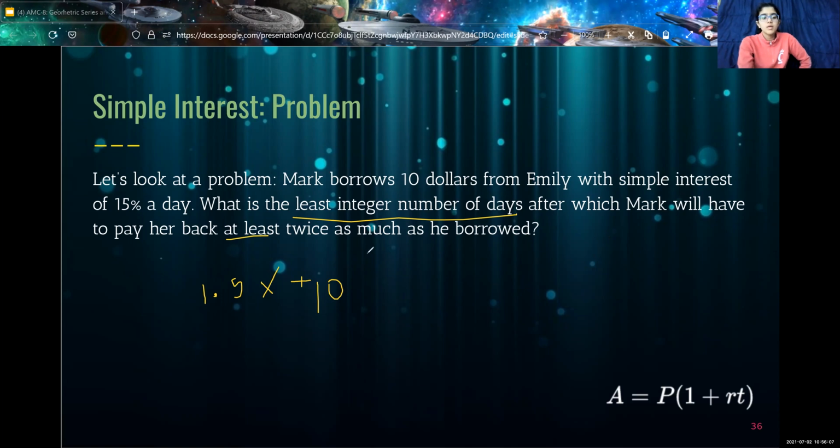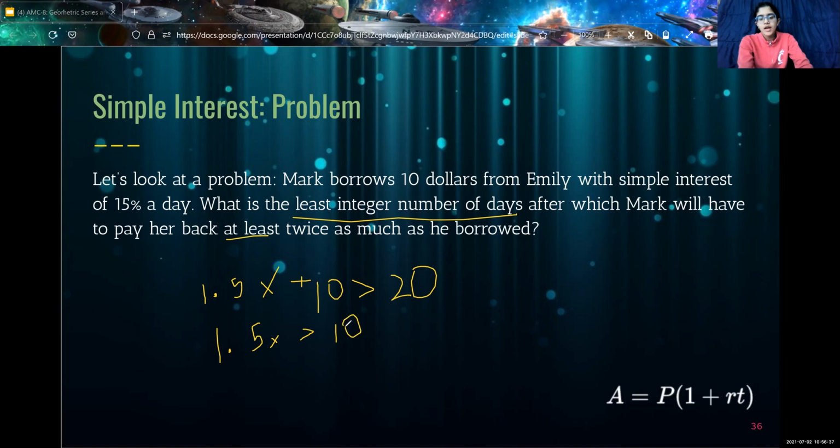So we're asked how many days after which Mark will have to pay her back at least twice as much as he borrowed. So what this is asking is, after how many days will this be at least 10 times 2, which is 20, right? So how would we solve this now? What would we do to solve it? Yeah, we would subtract 10 from both sides, and we get 1.5x is at least 10, right?